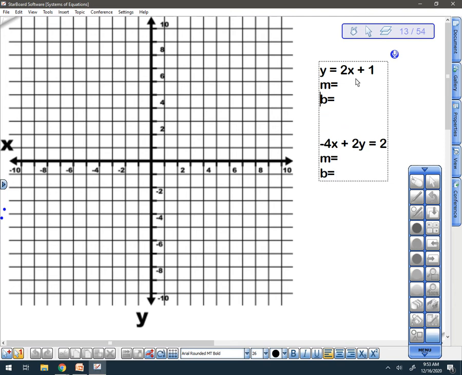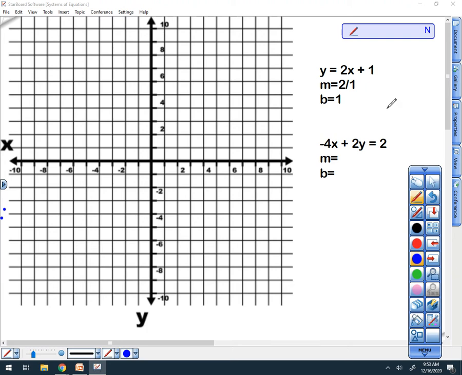So if we look at this first one, y equals 2x plus 1, what's our m? Well, the slope is the number in front of the x. So it's 2. And remember, anytime you get a whole number, it's helpful to just put it over 1. Our b is our y-intercept. If we look at the equation, that's the number in the back, plus 1, so our b is 1. So we got what we need for the first one.